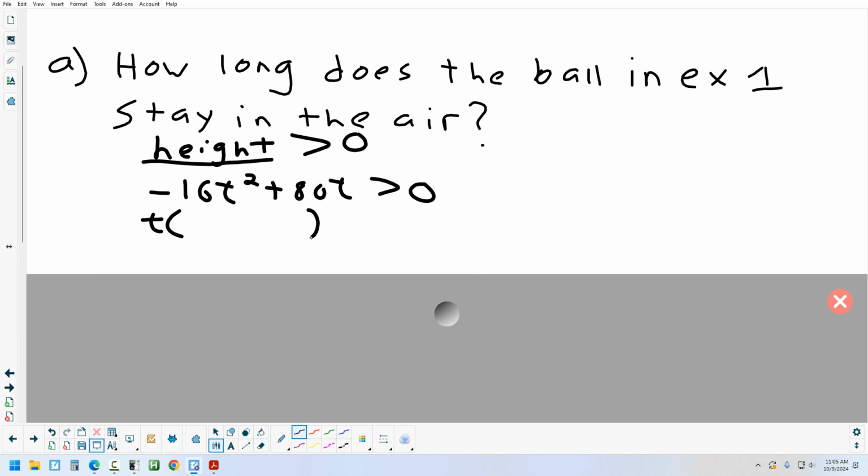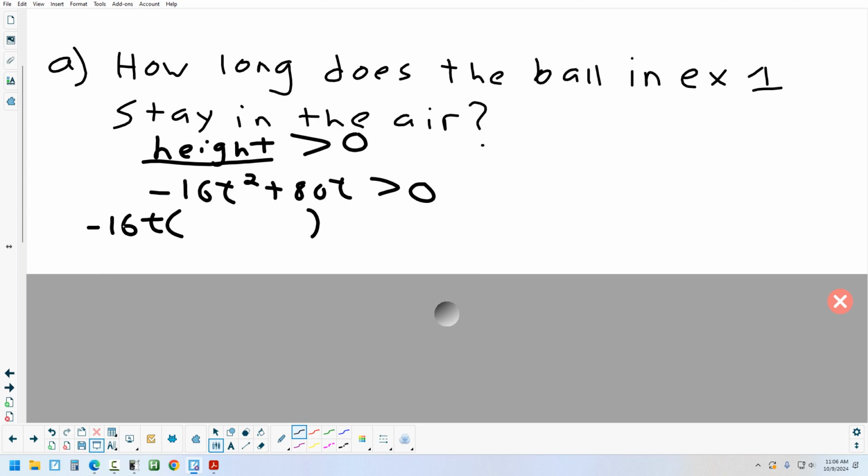I also want to factor something else out. Is there any number that they both have in common? Let me clarify, I'd like to factor out the biggest number they both have in common. 16. So they both have 16 in common. I'm also going to factor a negative out with it because you'll see why in a second.